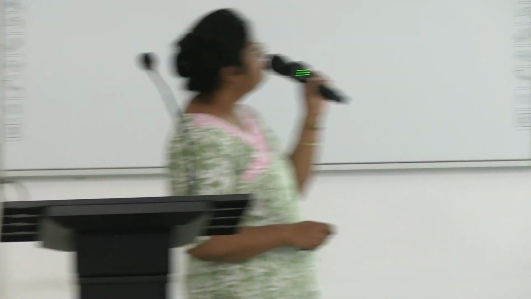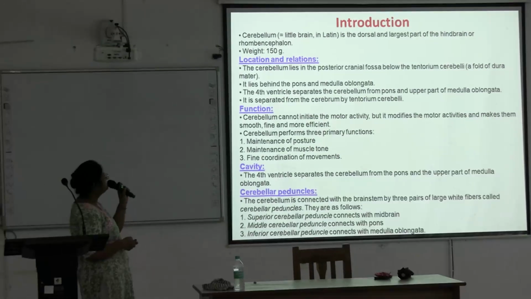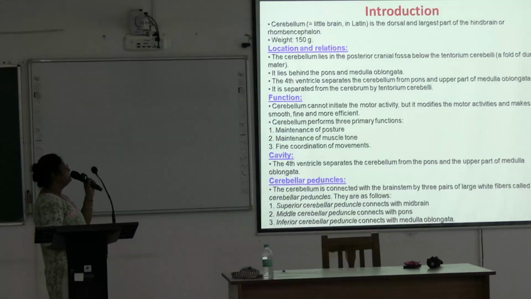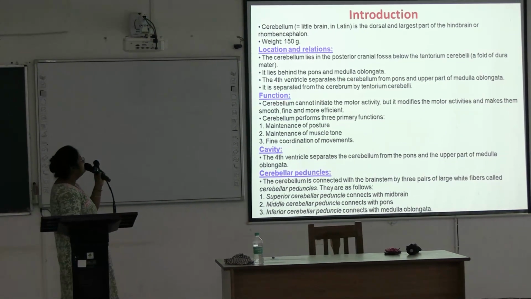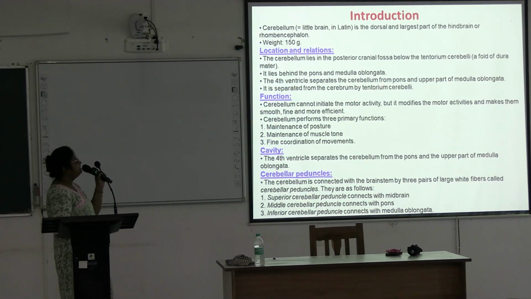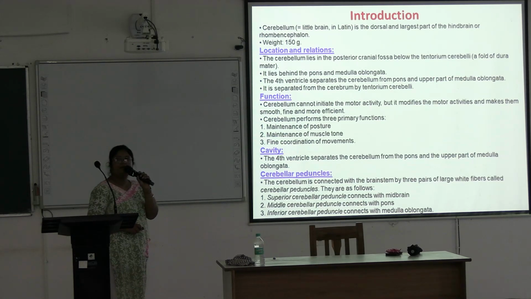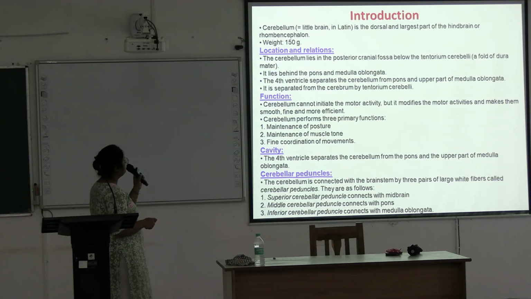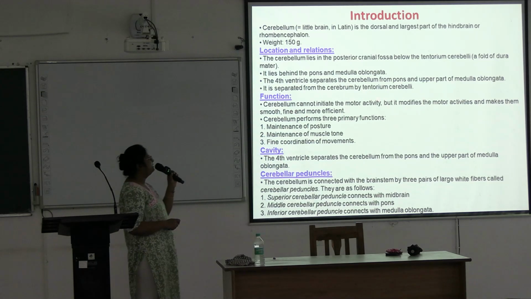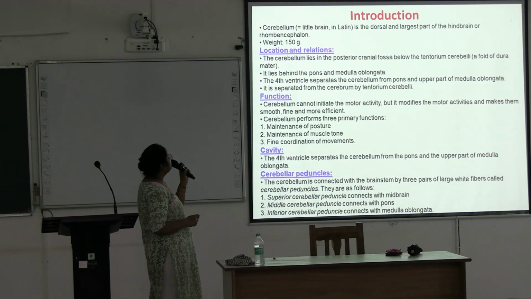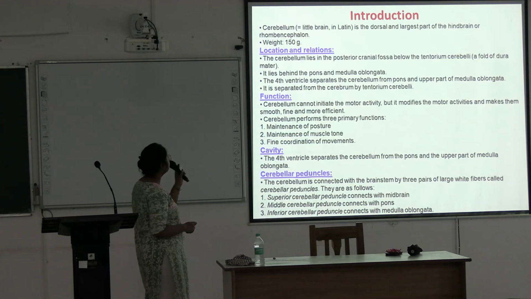Tentorium cerebelli is a fold of dura mater you have seen in the head and neck viscera, and it lies behind the pons and medulla oblongata, and the fourth ventricle separates the cerebellum from the pons and upper part of medulla oblongata. Okay, and it is separated from the cerebrum by the tentorium cerebelli. So these are the location and different relations of the cerebellum.